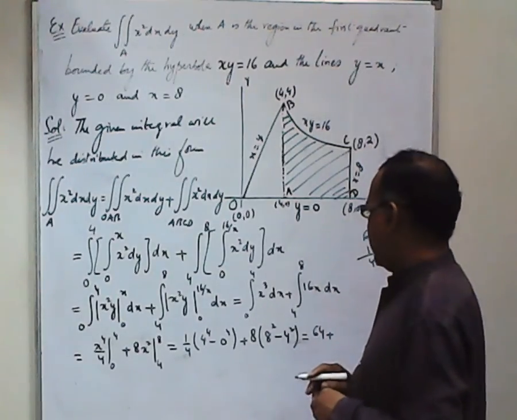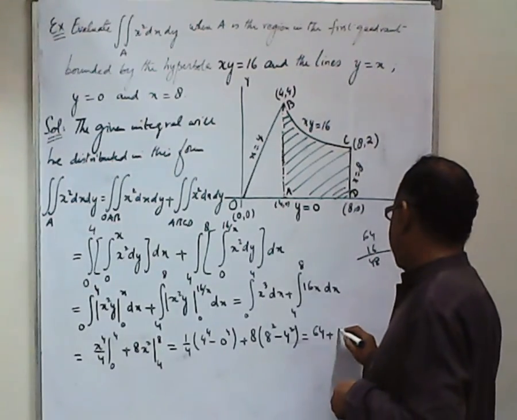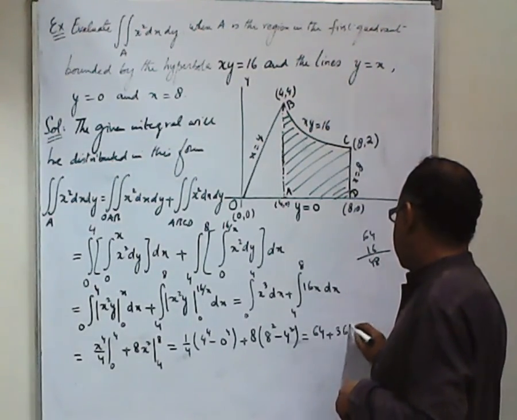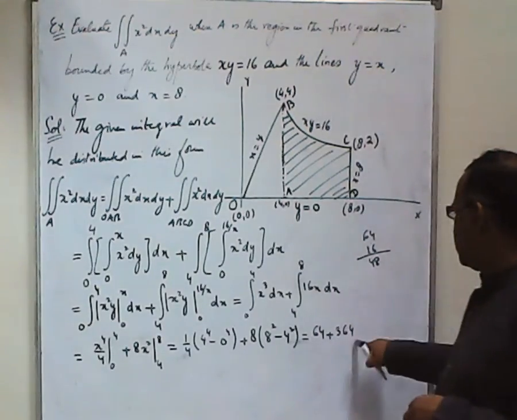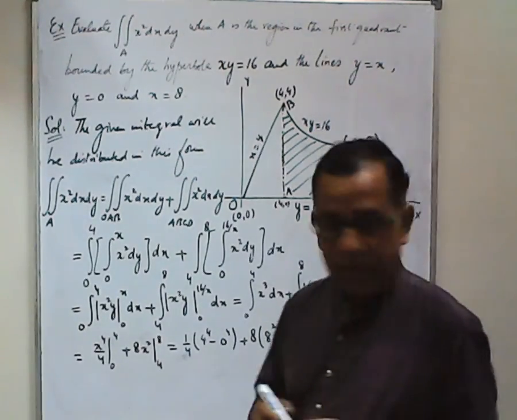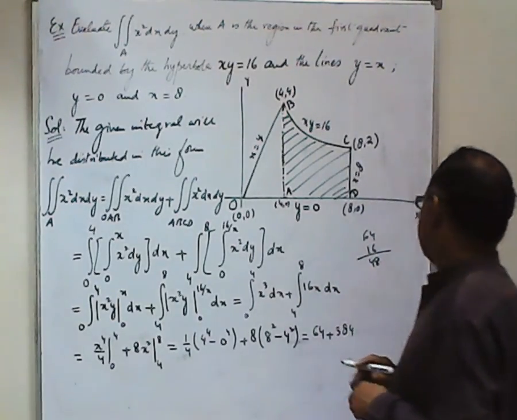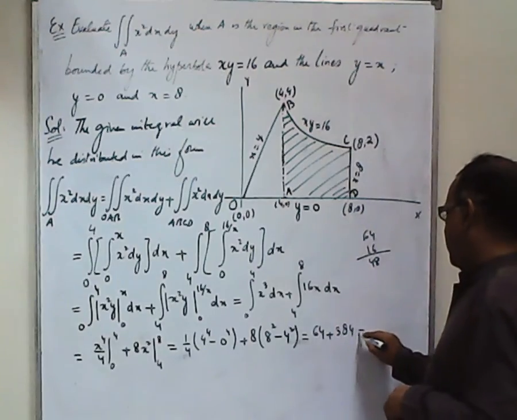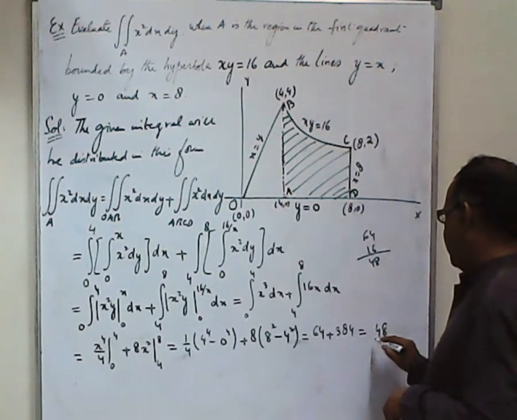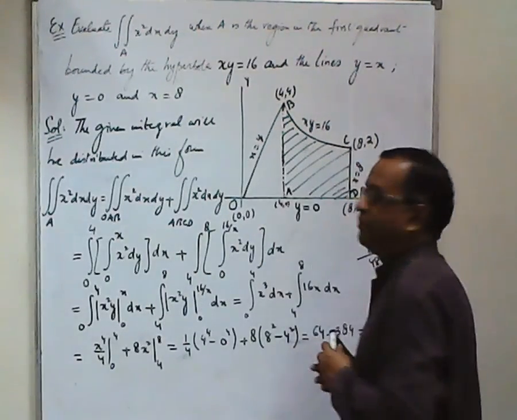I will get 48, and 48 multiplied by 8, I think this is 384. 8 times 4 is 32 plus 6 is 38, so it will be 448. I hope this will be correct if I added correctly.